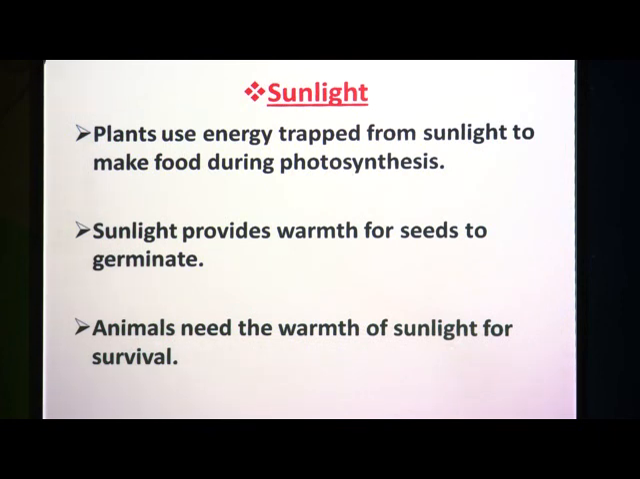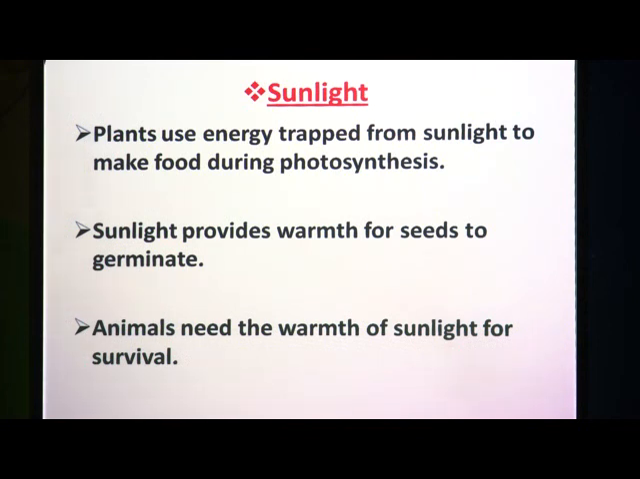As we know, plants need energy to make food, and plants use energy trapped from sunlight to make food during the process of photosynthesis. In the process of photosynthesis, when a plant makes its food, it requires energy. For making their food, plants need energy, and that energy they get from the sunlight, which means plants use energy trapped from sunlight to make food during the process of photosynthesis.